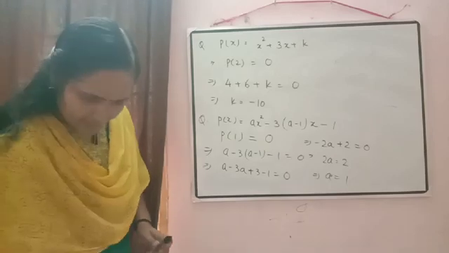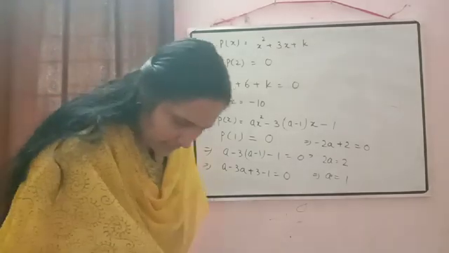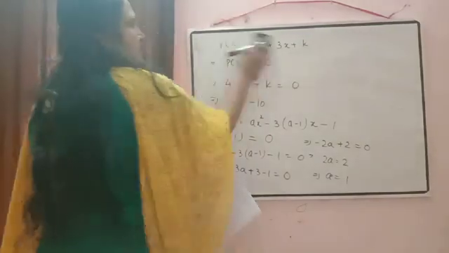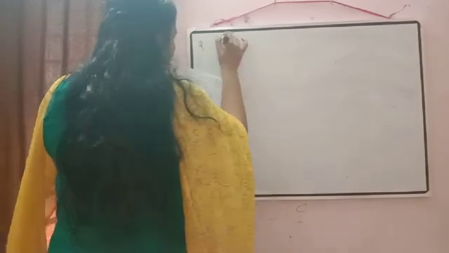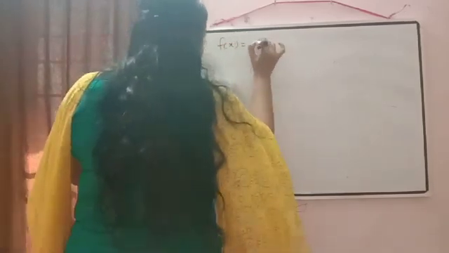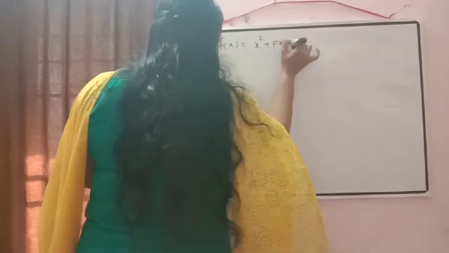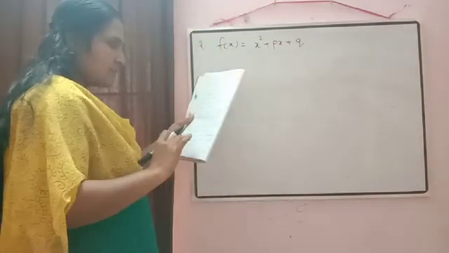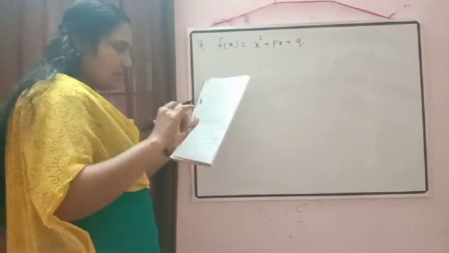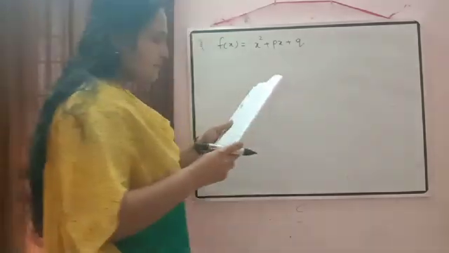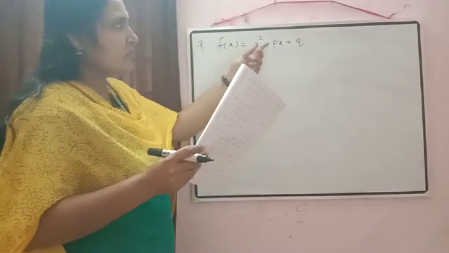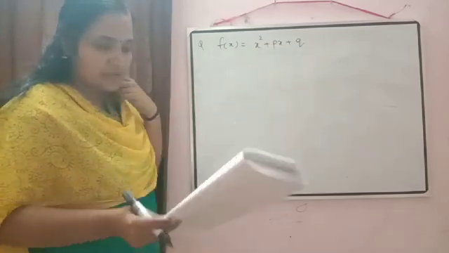Okay. Then next question is, if the zeros of the polynomial, suppose p is already given in the question, so I am writing it as f of x is equal to x square plus px plus q. If the zeros of this polynomial are 3 and 2, find p and q and write the polynomial. So already the polynomial is written in this way, x square plus px plus q, and 2 zeros are given.